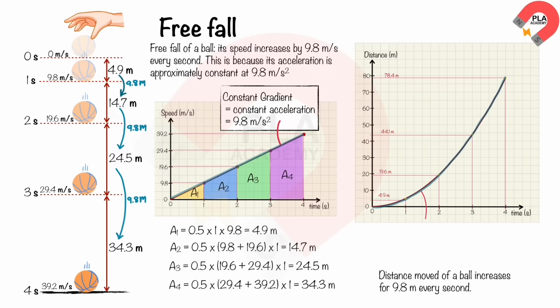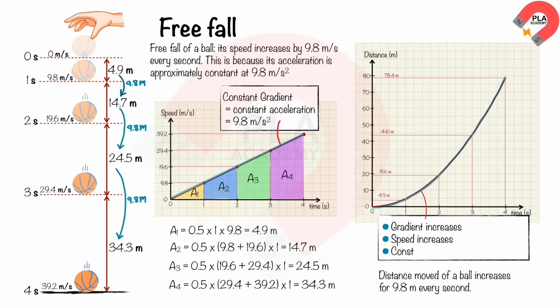The distance-time graph shows that the gradient is increasing, which indicates that the speed is also increasing with a constant acceleration of 9.8 meters per second squared.